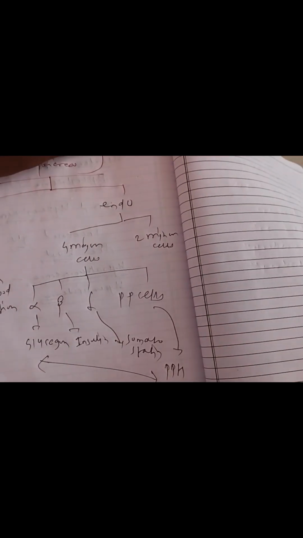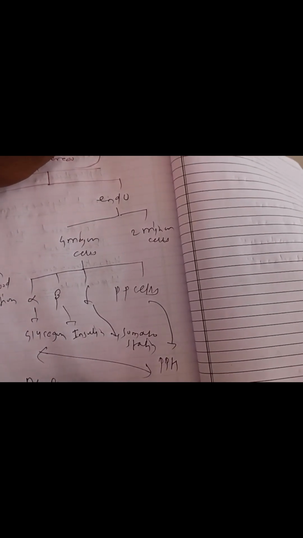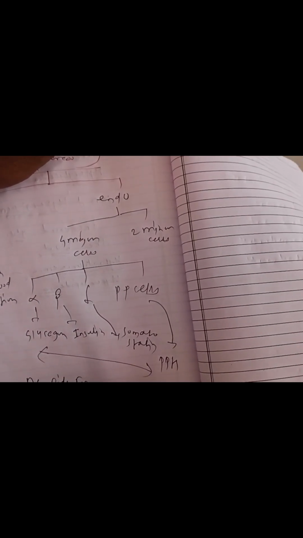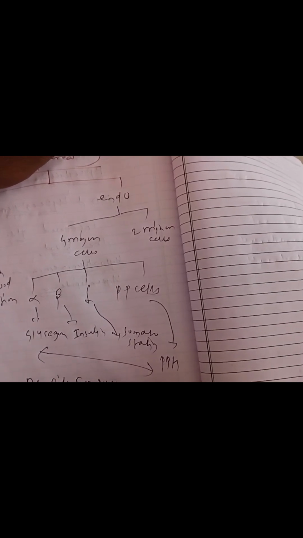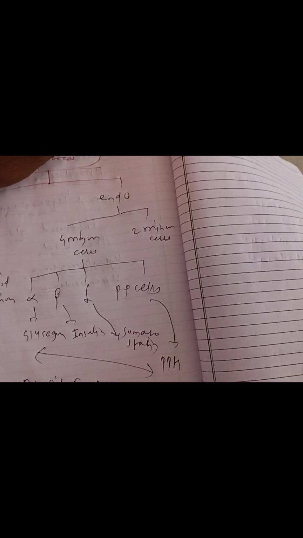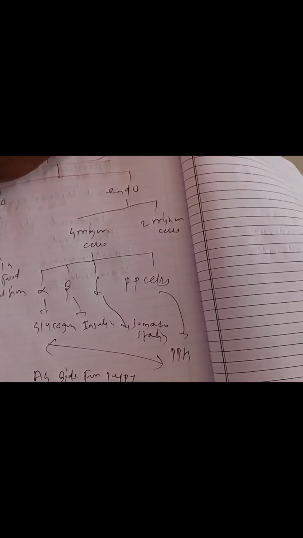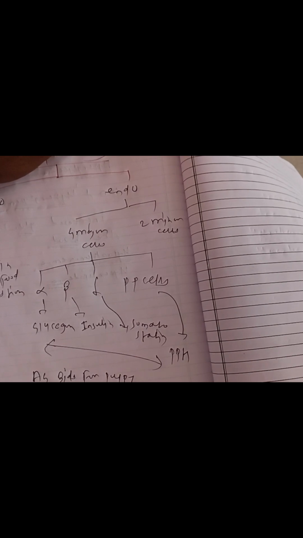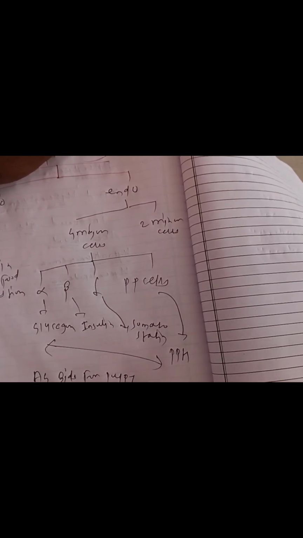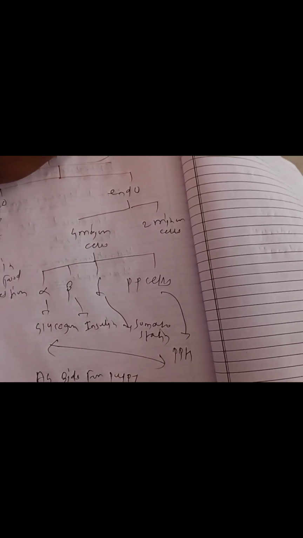How to remember these four hormones? By a mnemonic: AG beats for puppy. This is the mnemonic to remember the four major cells and their hormones. There is a couple. In that couple, the wife said to her husband, bring some beads for the puppy. Puppy is the name of the dog.